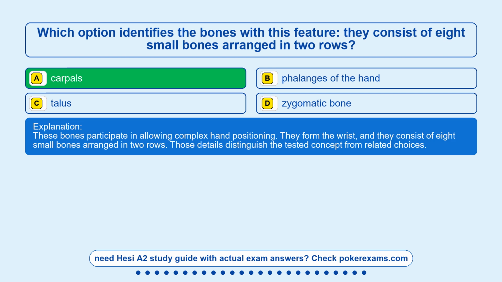These bones participate in allowing complex hand positioning. They form the wrist, and they consist of 8 small bones arranged in 2 rows. Those details distinguish the tested concept from related choices.